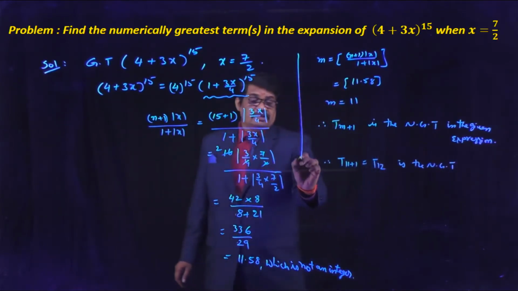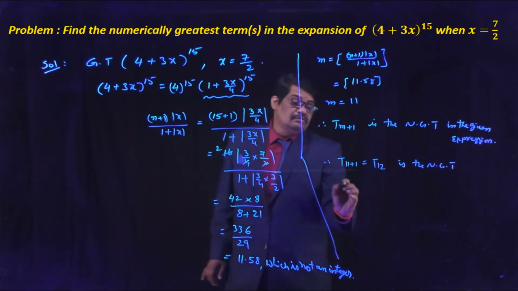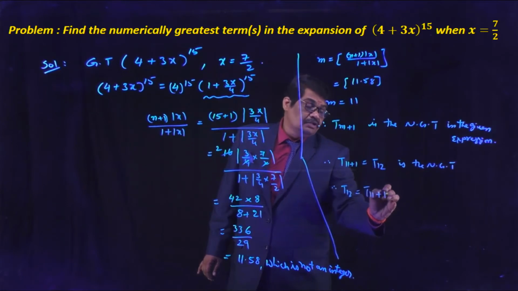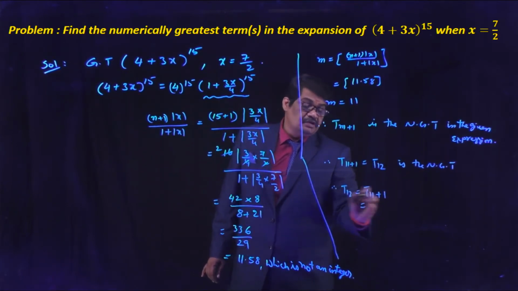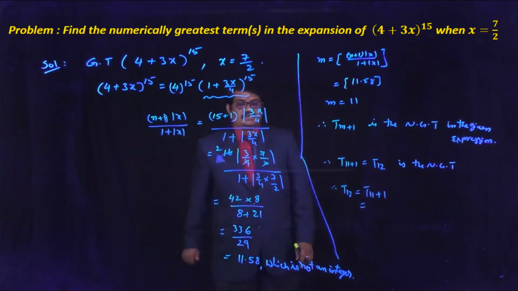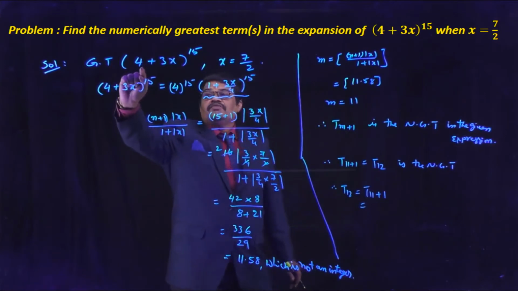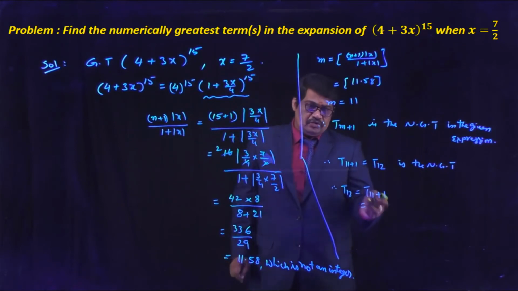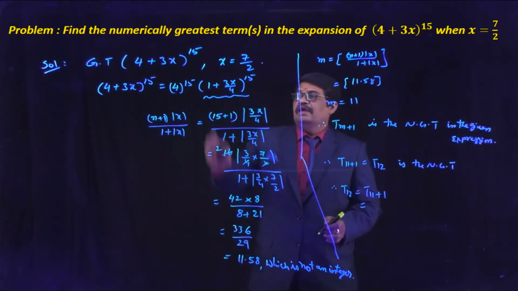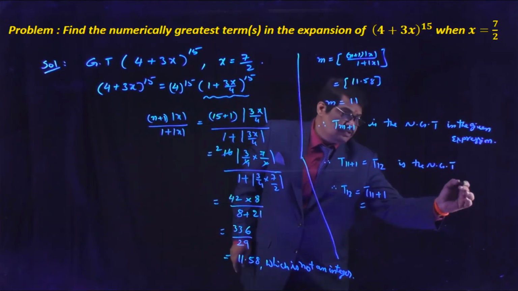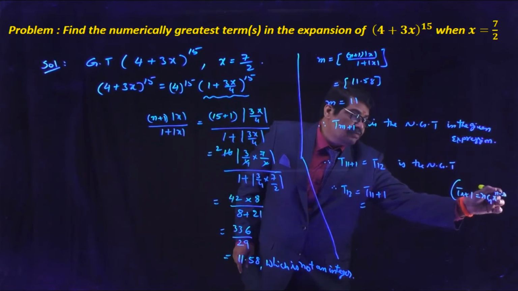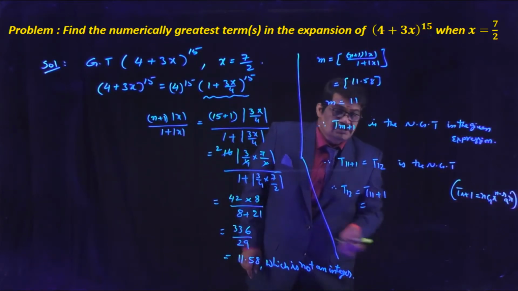Now we write the term. That is T12, that is T(11+1), which is the T(r+1) term with r equal to 11. What is the given expression? (4 + 3x)^15. Now we write nCr. What is the general term? The general term is T(r+1) = nCr x^(n-r) a^r. This is the general term.